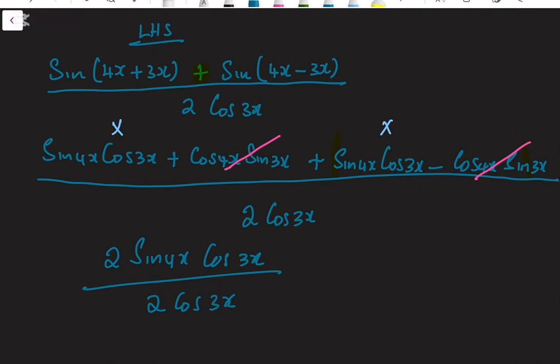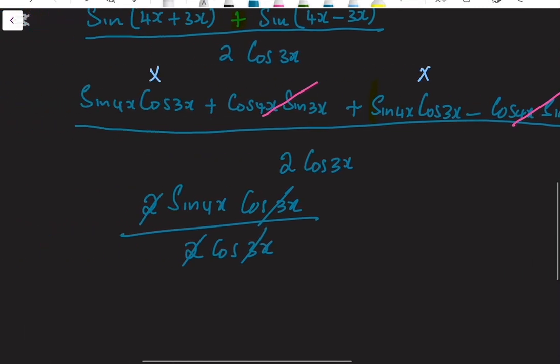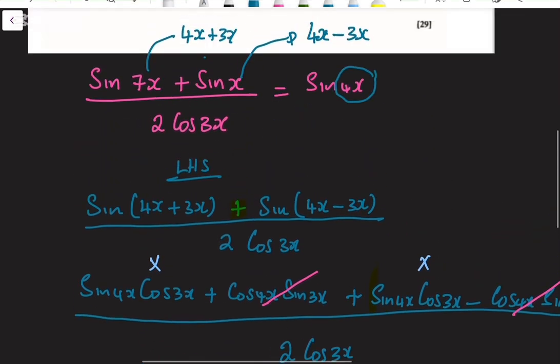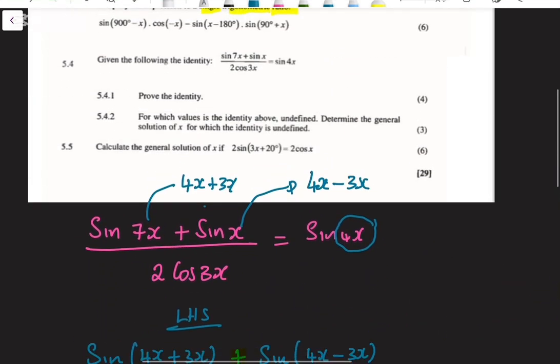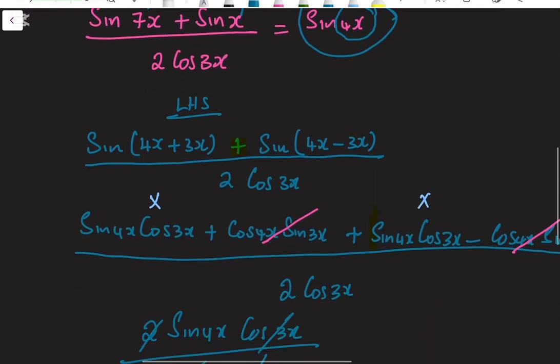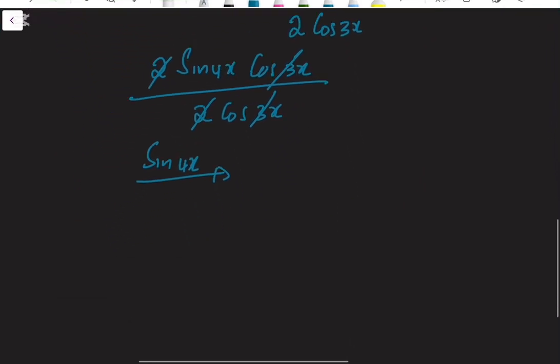Now you can see that 2 and 2 cancels out. Cos 3x and cos 3x cancels out. So the final answer is sine 4x. So let's go back to the question. Yes, we were required to prove that left hand side is equal to right hand side. Our right hand side is sine 4x. Therefore, we just say left hand side is equal to right hand side. Therefore, left hand side is equal to right hand side.